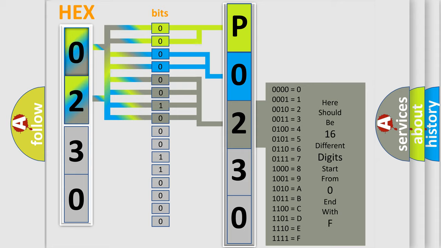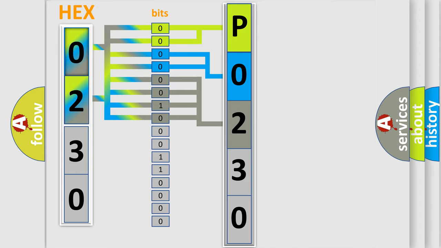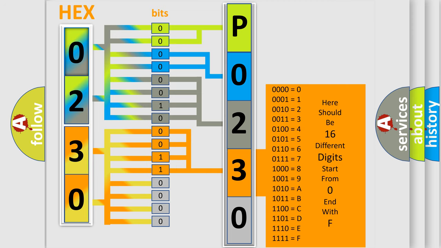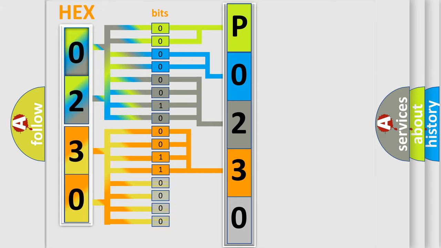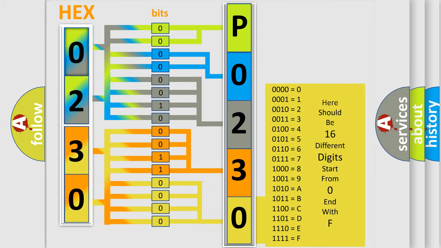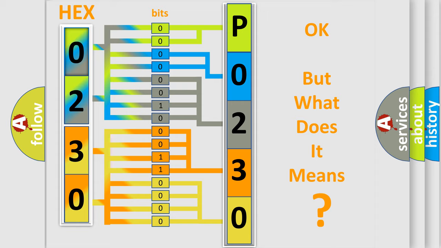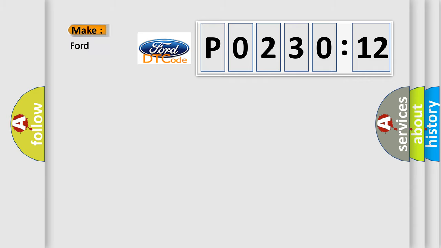The second byte is composed of a combination of 8 bits. The first 4 bits determine the fourth character of the code, and the combination of the last 4 bits defines the fifth character. A single byte conceals 256 possible combinations. We now know in what way the diagnostic tool translates the received information into a more comprehensible format. The number itself does not make sense to us if we cannot assign information to what it actually expresses. So, what does the Diagnostic Trouble Code P0230-12 interpret specifically for Infiniti car manufacturers?